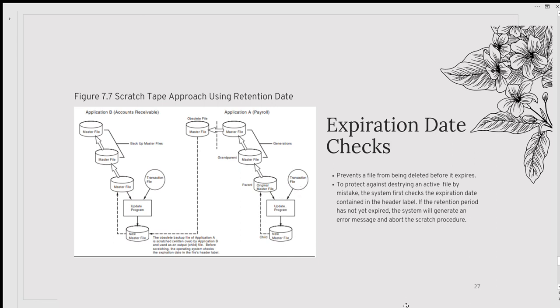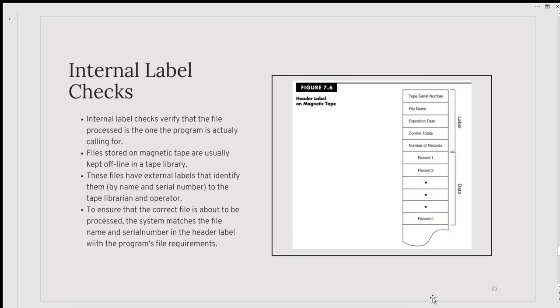So, parang ito yung process niya. So, ayun, to avoid mistakenly deleting an active file, unang gagawin yung system, ito-check niya yung expiration date. Let's go back. Ito, yung expiration date. So, ito-check niya yung expiration date na nandun sa header label. If yung retention period hindi pa na-expire, then yung system magbibigay siya ng message na hindi pa na-expire, tapos ica-cancel niya na yung scratch procedure.